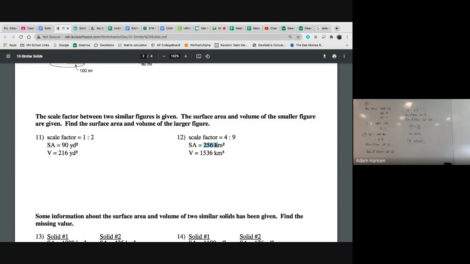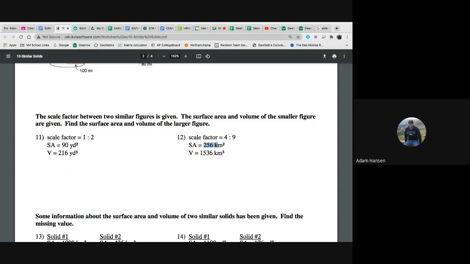Side lengths are at a scale factor of 4 to 9. I can actually use that information to find the area of the larger shape. Make another proportion to find the volume of the larger shape. What's the volume of the smaller shape? 1536. So we'll change this up for a proportion to 1536 to x. Small volume to large volume. What's that equal to? What ratio could I use to make my proportion complete? 4 to 9 cubed, which is the same as 64 to 729.